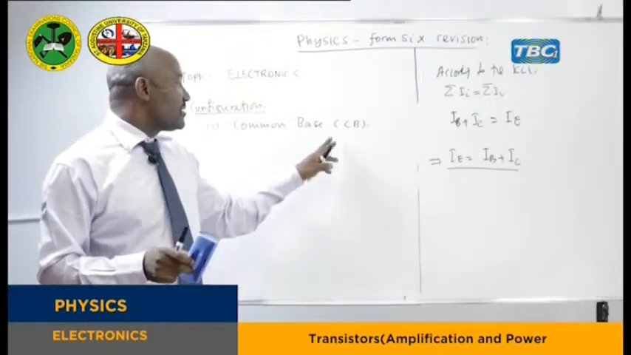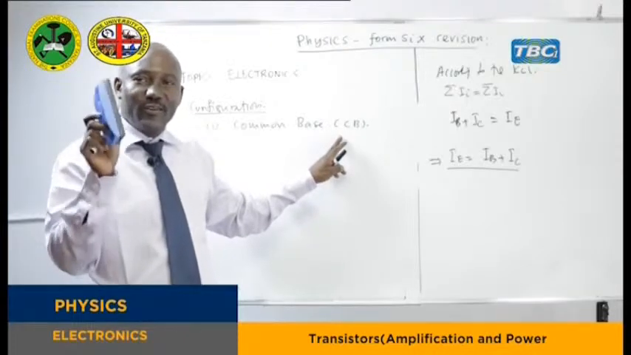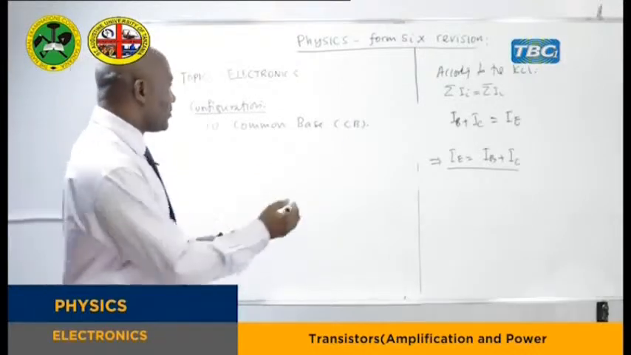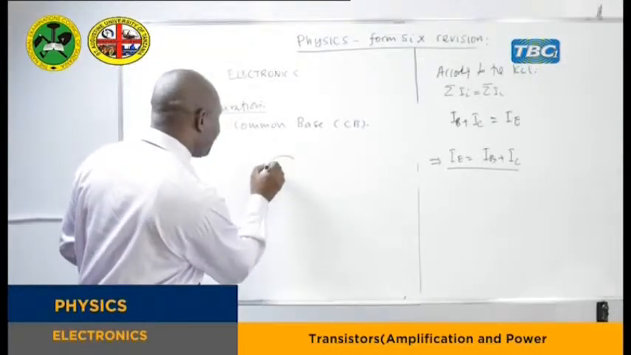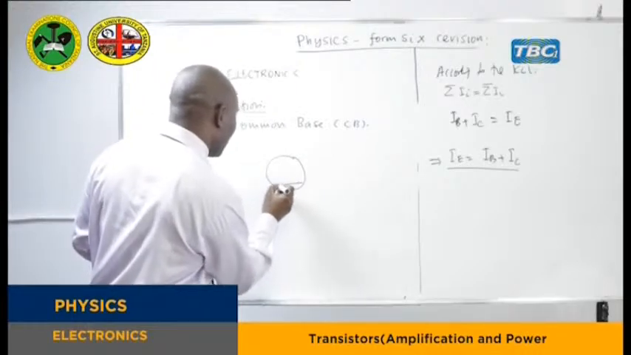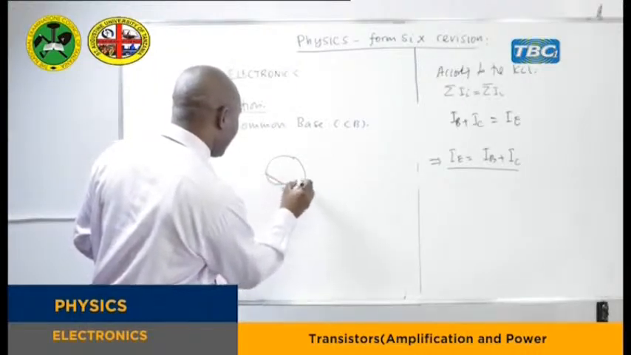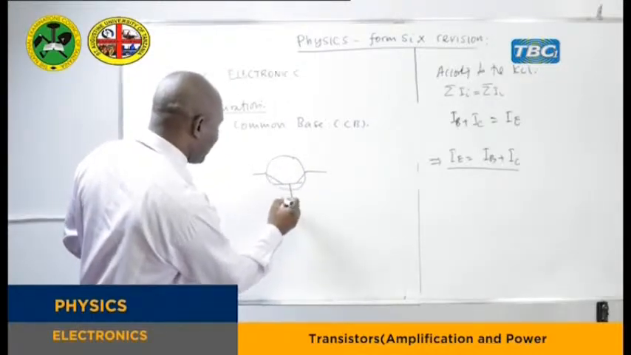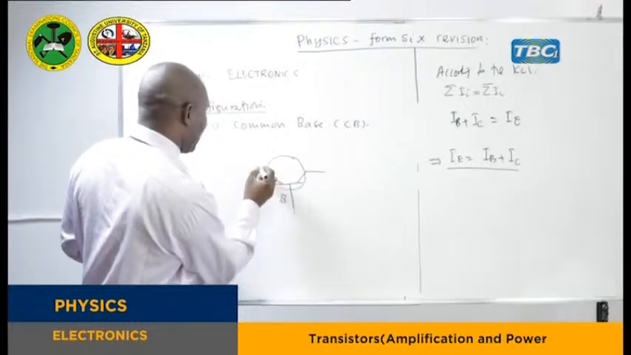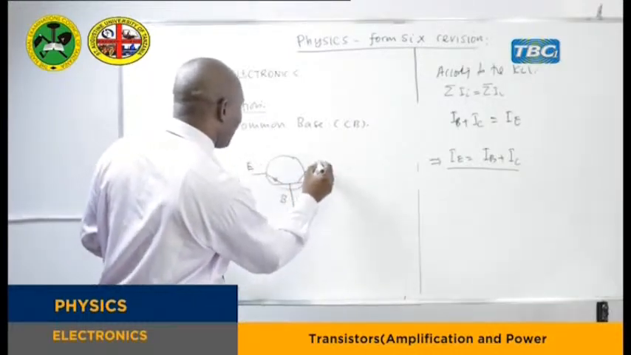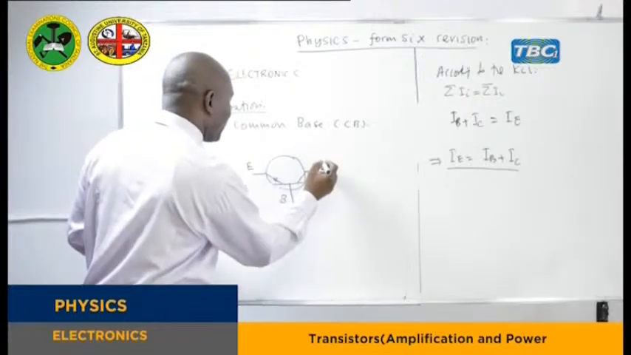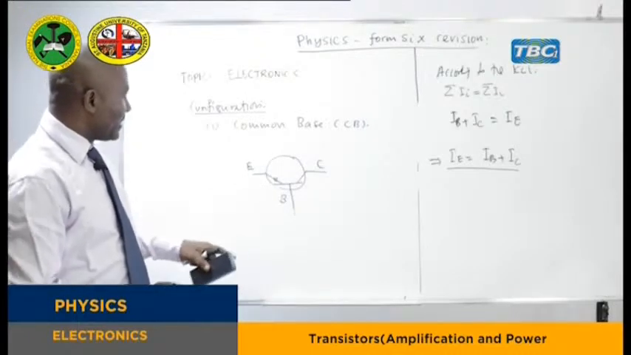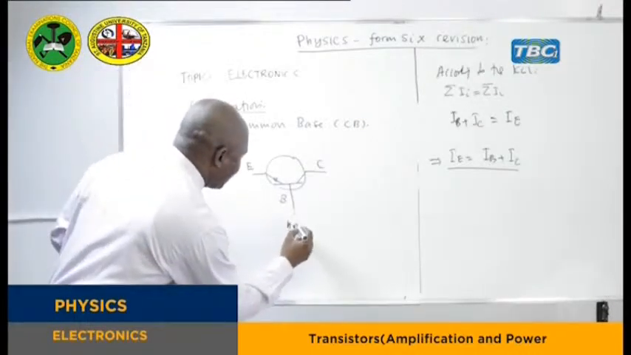That common terminal is the one which determines the nature of the transistor you have. For example, when you have common base, the base is common to both. So you have this arrangement here. This is our base here. This is our emitter. This is our collector. Remember, we said the terminal which must be arrowed is the emitter. And this is the NPN transistor.